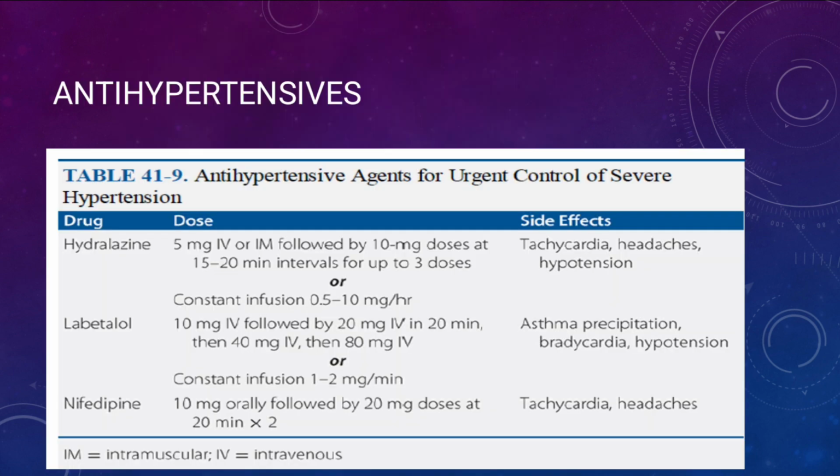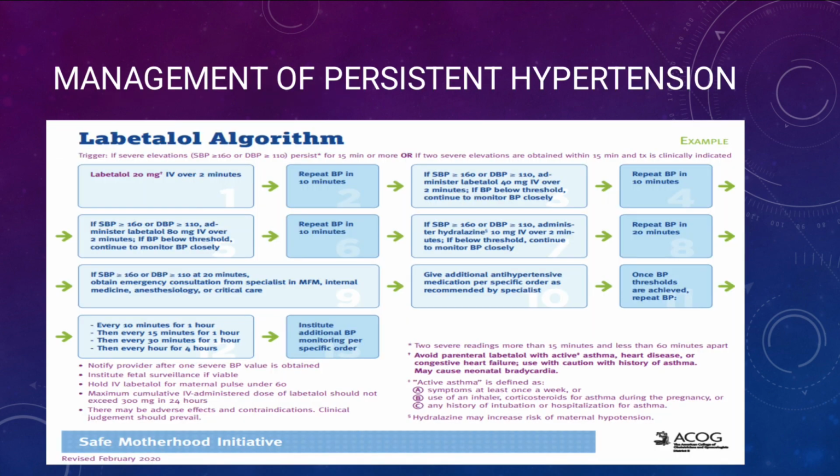Hydralazine, labetalol, nifedipine: 5 mg IV or IM followed by 10 mg. These are the side effects: tachycardia, bronchial asthma precipitation, bradycardia, hypotension, nifedipine tachycardia. You can start labetalol with 10 mg IV followed by 20 mg IV in 20 minutes, then 40 mg and 80 mg. Like this you can use.